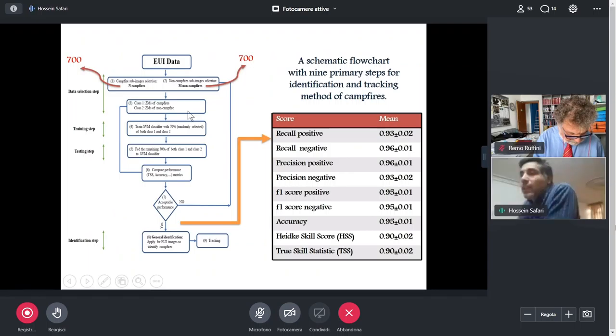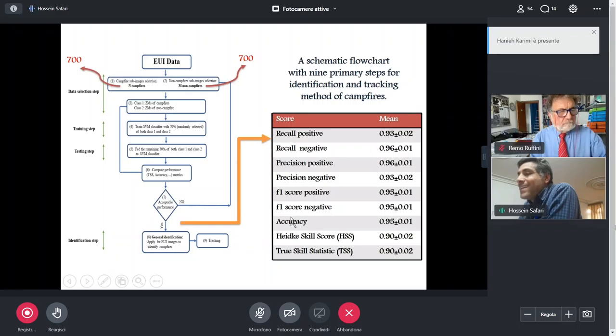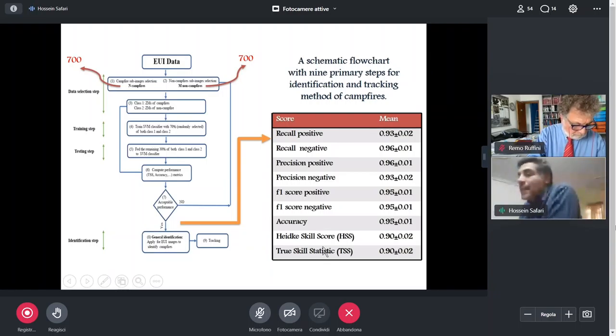The flowchart of our algorithm is shown here with some essential steps. For data selection, we collected 700 example campfires and 700 non-campfires in solar images by visual inspection. Then we computed the Zernike moments, fed them to a classifier in the training step, and finally checked the performance of the classifier, as shown here. We computed recall for the positive class, recall for the negative class, and the important score for us, the last one, the true skill statistic. This value shows that our machine is well trained and we can now apply it to the images.